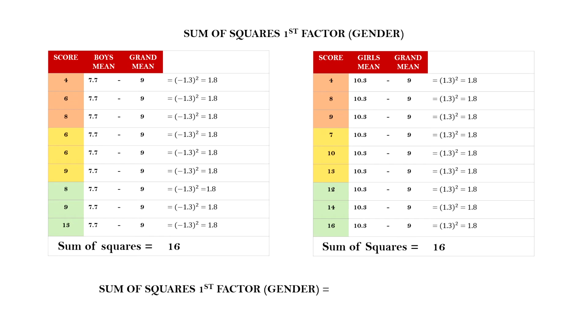So for the sum of squares first factor, we will just add these two. So if we add it, we will get 32. And that is for our first factor.